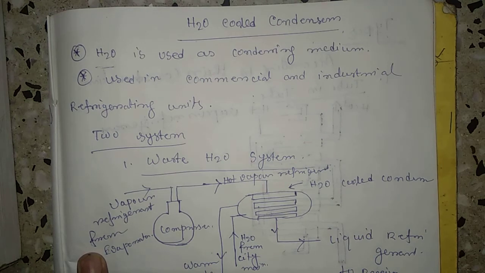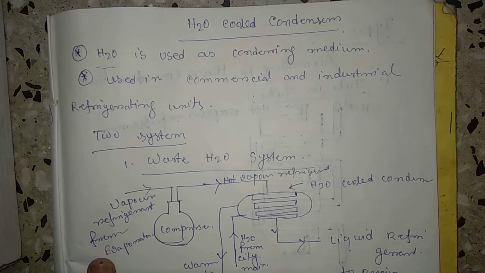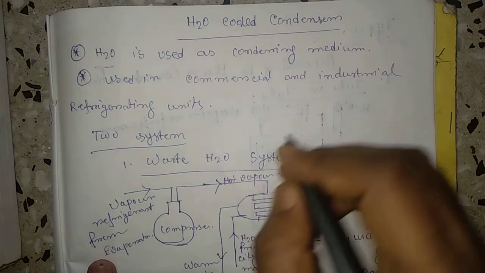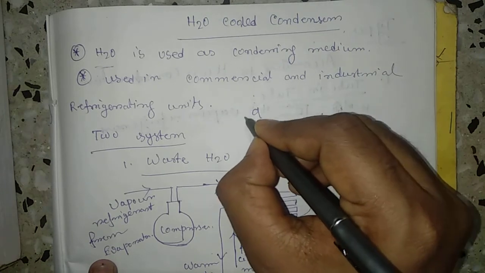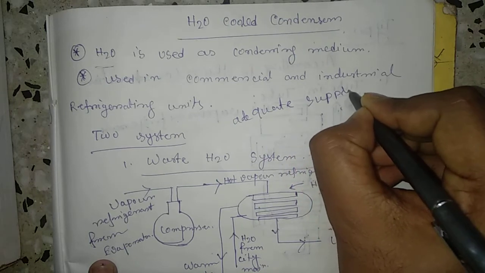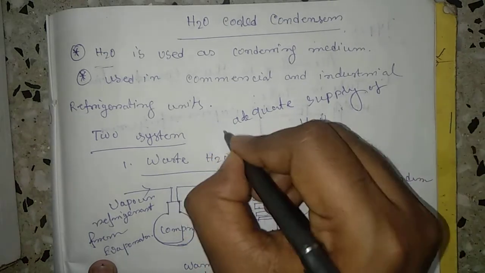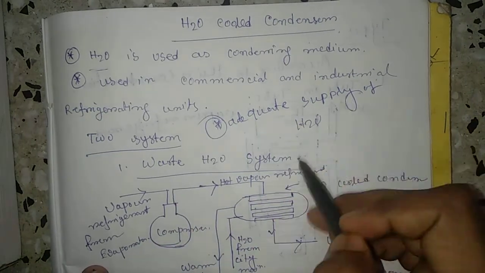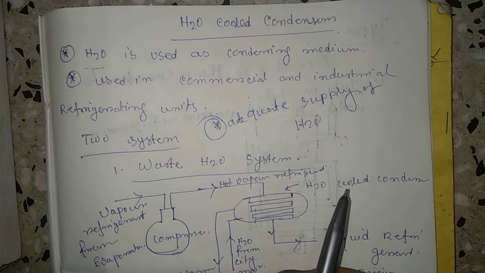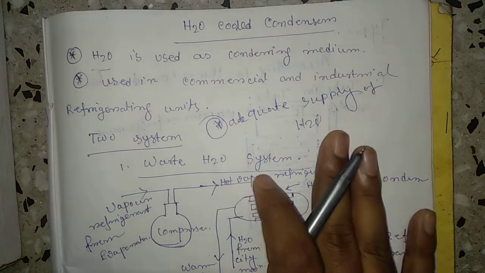Obviously, the water-cooled condenser requires a huge amount of water supply, so that the water-cooled condenser working takes place. So the adequate supply of water is very much important. If you use a water-cooled condenser, an adequate supply of water is very much important. If the supply is sufficient, then you can use your water-cooled condenser, but this condition should be satisfied.